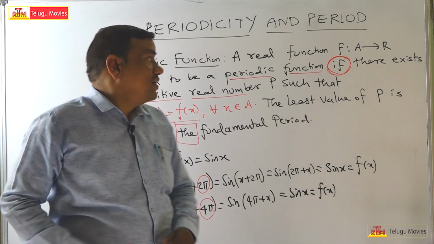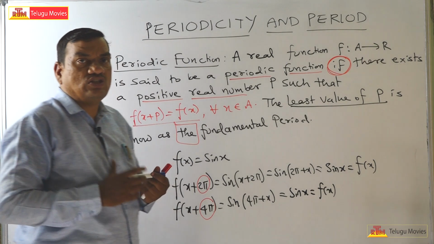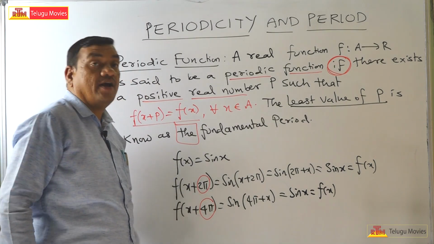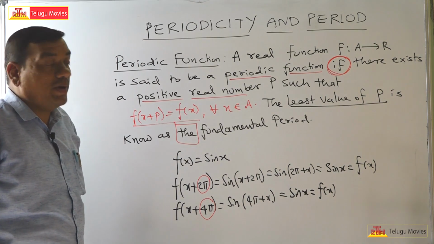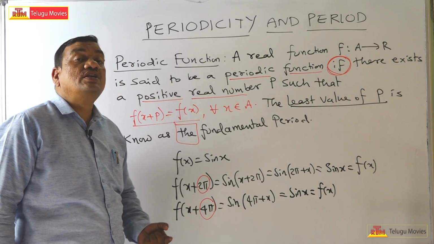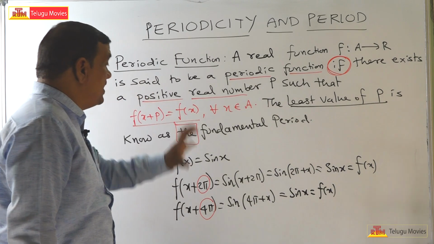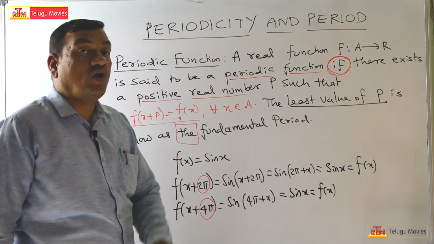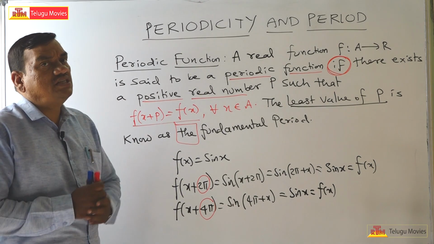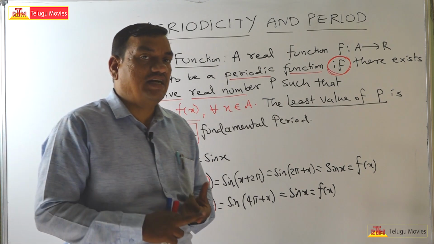Out of that, what is the definition? The least value of p, the smallest value of p. Which is the smallest one, 2 pi or 4 pi? 2 pi. So that's why 2 pi is called the fundamental period, or simply the period, of the function sin x. Understand this? The same logic will apply for cos x, tan x, cosecant x, secant x, cot x.